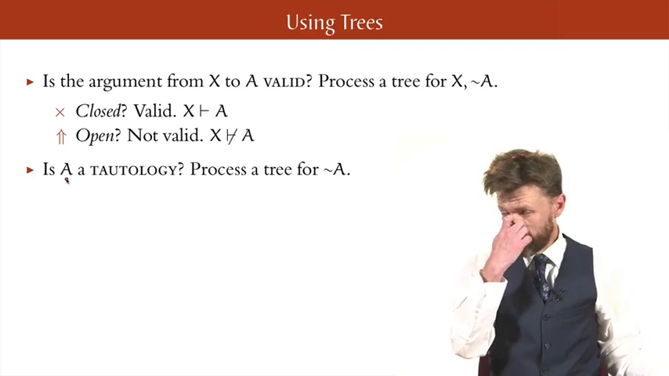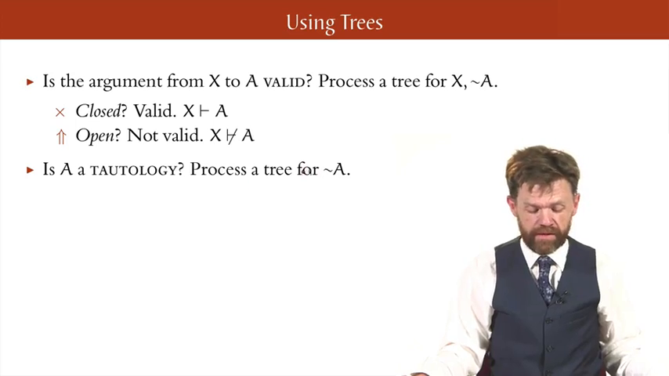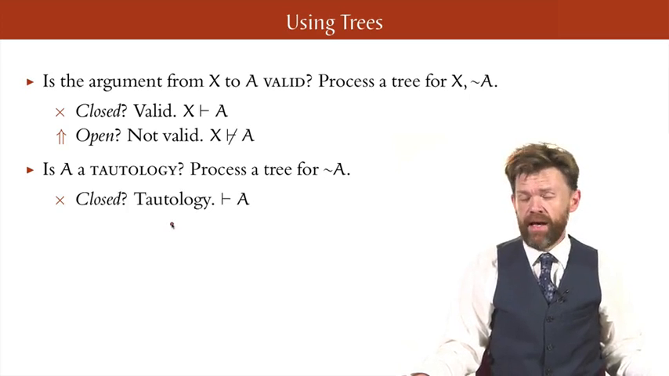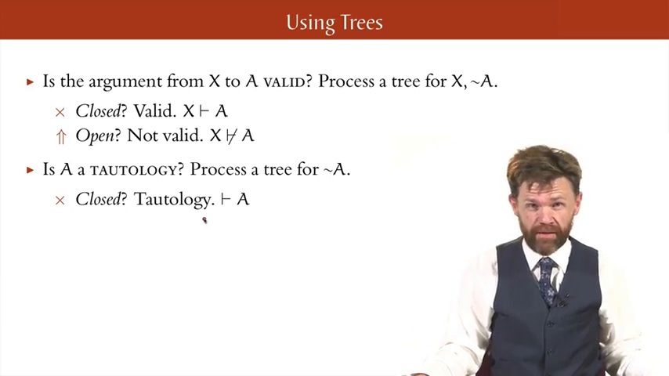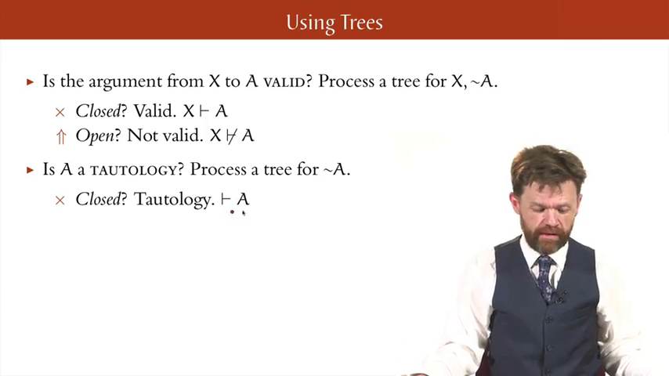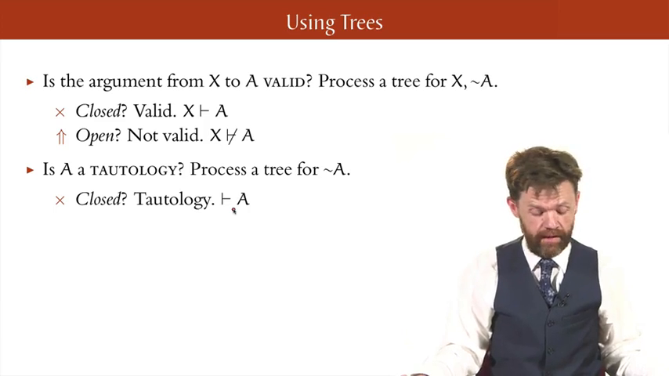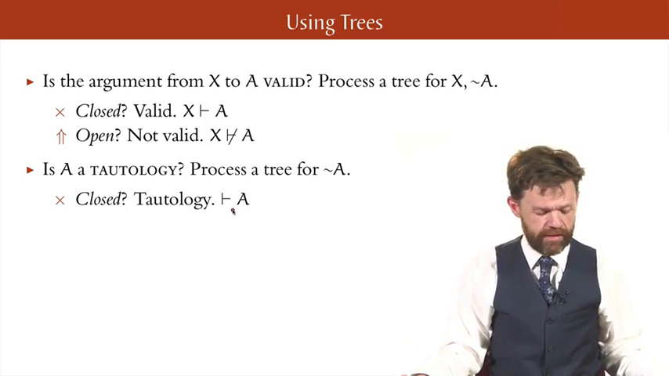If I wanted not to test an argument, but to show whether or not a formula was a tautology, I'd process the formula's negation. I'd process a tree for not A. Why is that? Because if the tree closes, that means you cannot make not A true. And so, indeed, if not A can't be true, that means A can't be false, and it's a tautology. And we'll write turnstile A with a single turnstile to say that we have shown that A is a tautology, or if you like, we've proved A. A can be proved on the basis of no other assumptions. It's like an argument with no premises.